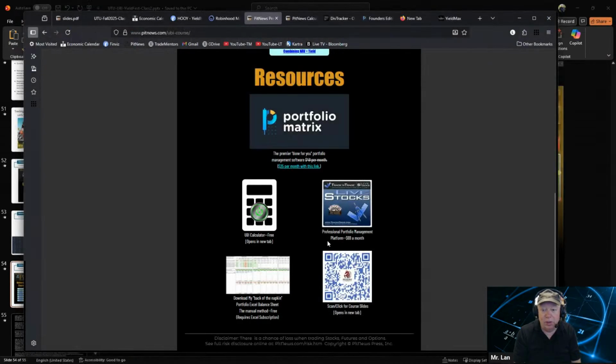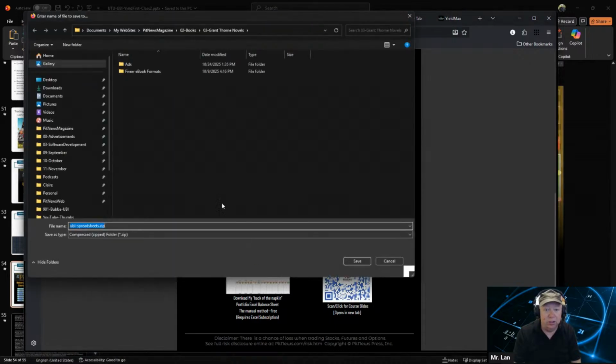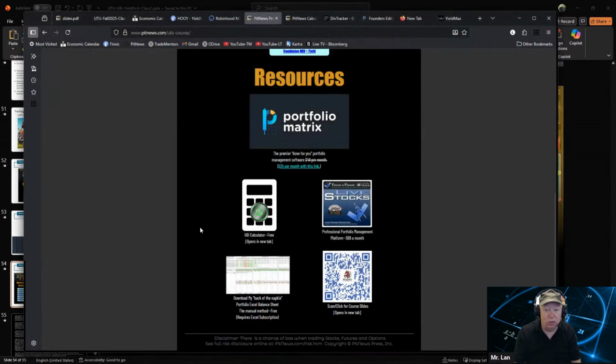And so this spreadsheet is right here. You can download it right there. All right. So this is the button to download that spreadsheet. If you click on it, it should pop up and give you the ability to download your spreadsheet.